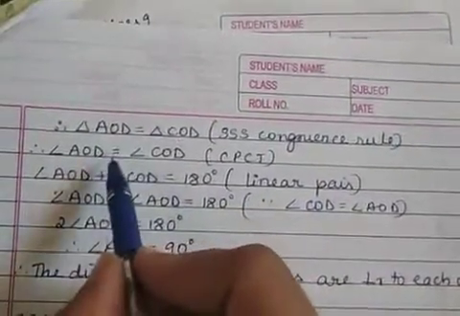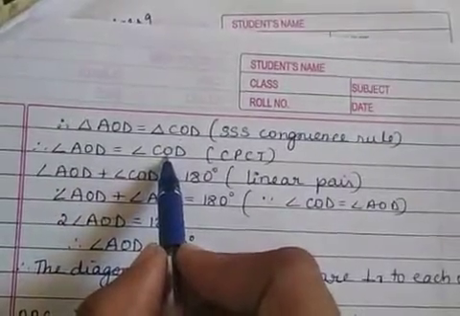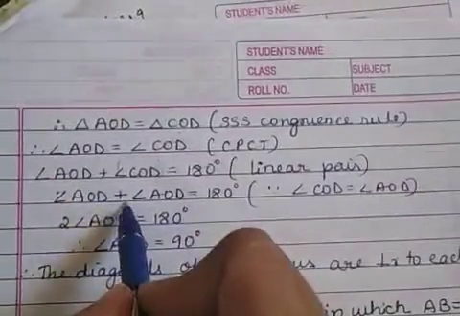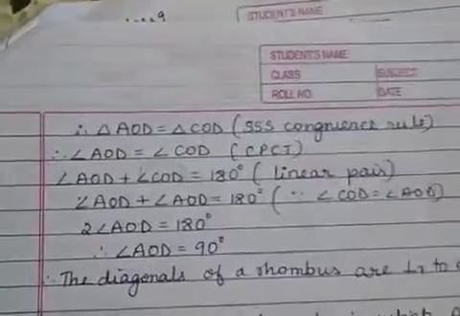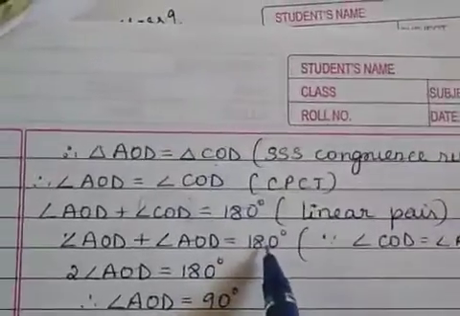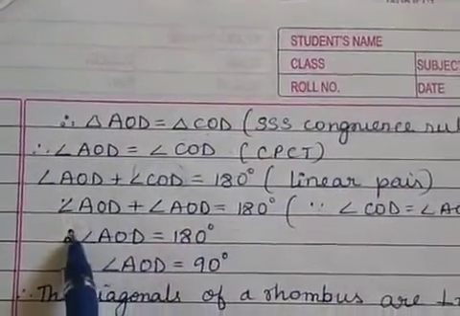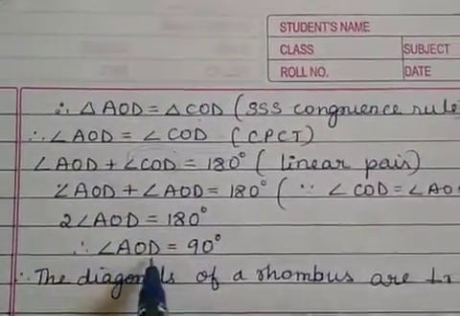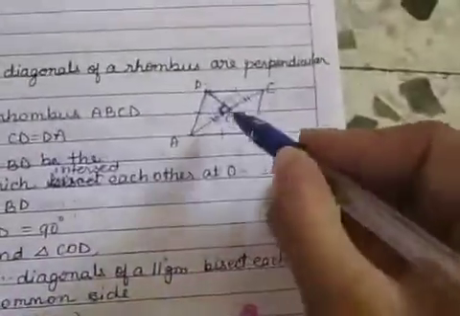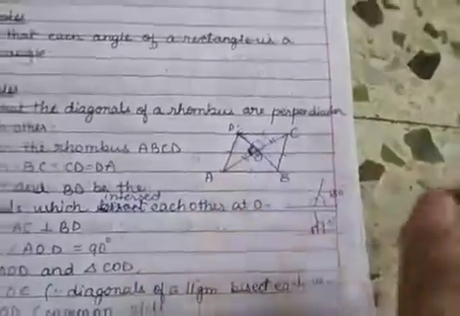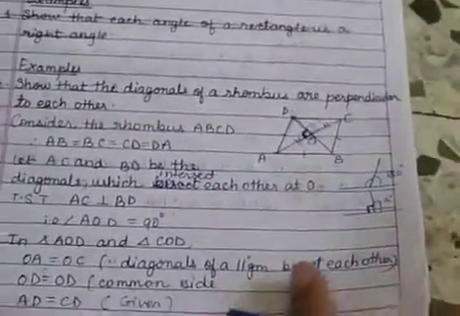But we have just said that angle AOD is equal to angle COD. So we can substitute for one of these, right? So angle AOD plus angle AOD is equal to 180 degrees. So this becomes 2 times angle AOD is equal to 180 degrees. Therefore, angle AOD is 90 degrees. Correct? So we have shown that one of these angles is 90 degrees, means these two diagonals bisect each other at right angles, or they are perpendicular to each other.